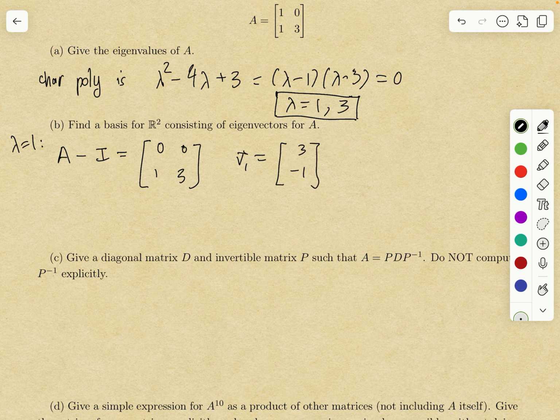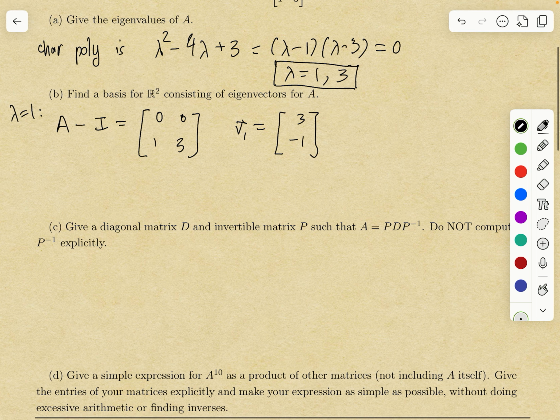You can see that one vector that would work is 3, negative 1. Do you see why 3, negative 1 would work? Because when I do 0, 0 times 3, negative 1, I'm just going to get 0, right? And then when I do 1, 3 times 3, negative 1, I'm going to get 1 times 3 plus 3 times negative 1, and that's 0. So my v1 can just be 3, negative 1. Of course, there's lots of different possibilities, but they're actually all going to be scalar multiples of 3, negative 1.